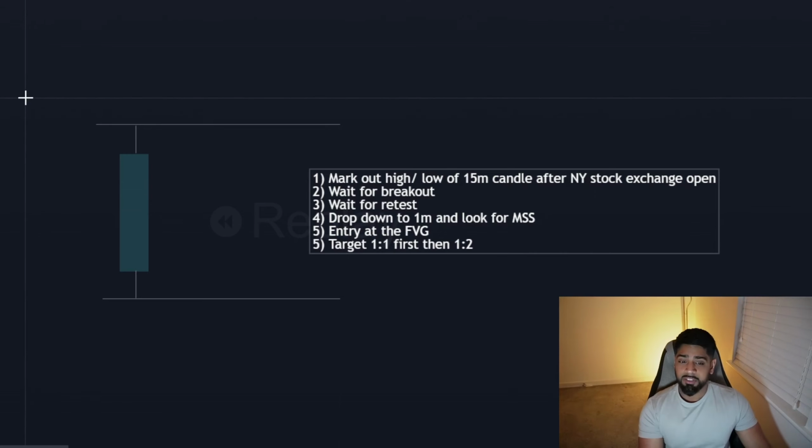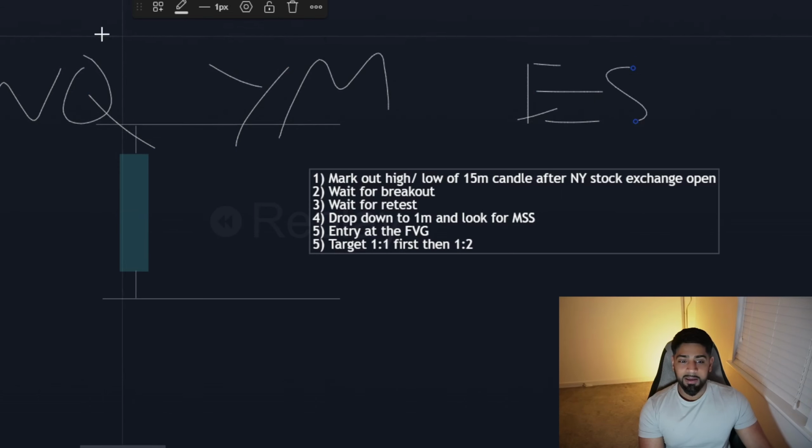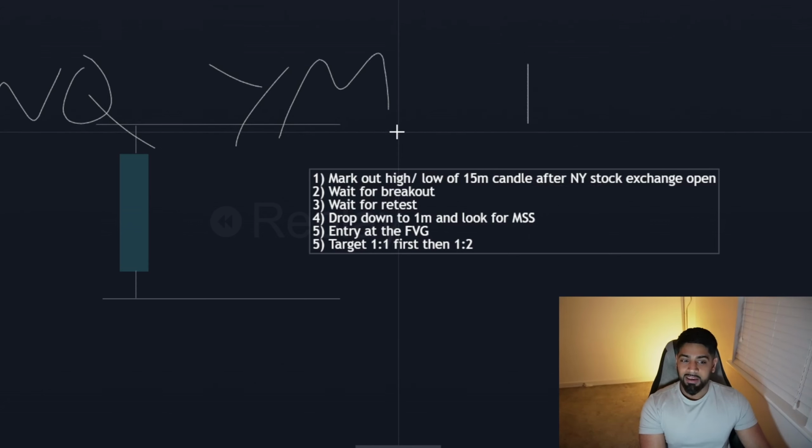Now this works exceptionally well on the futures side of things. So things such as NQ, you've got YM, you've got ES. All of these pairs are going to work really well, because this strategy works really well on futures. So the NASDAQ, the Dow Jones, the S&P 500, if you trade those, you can make it work.